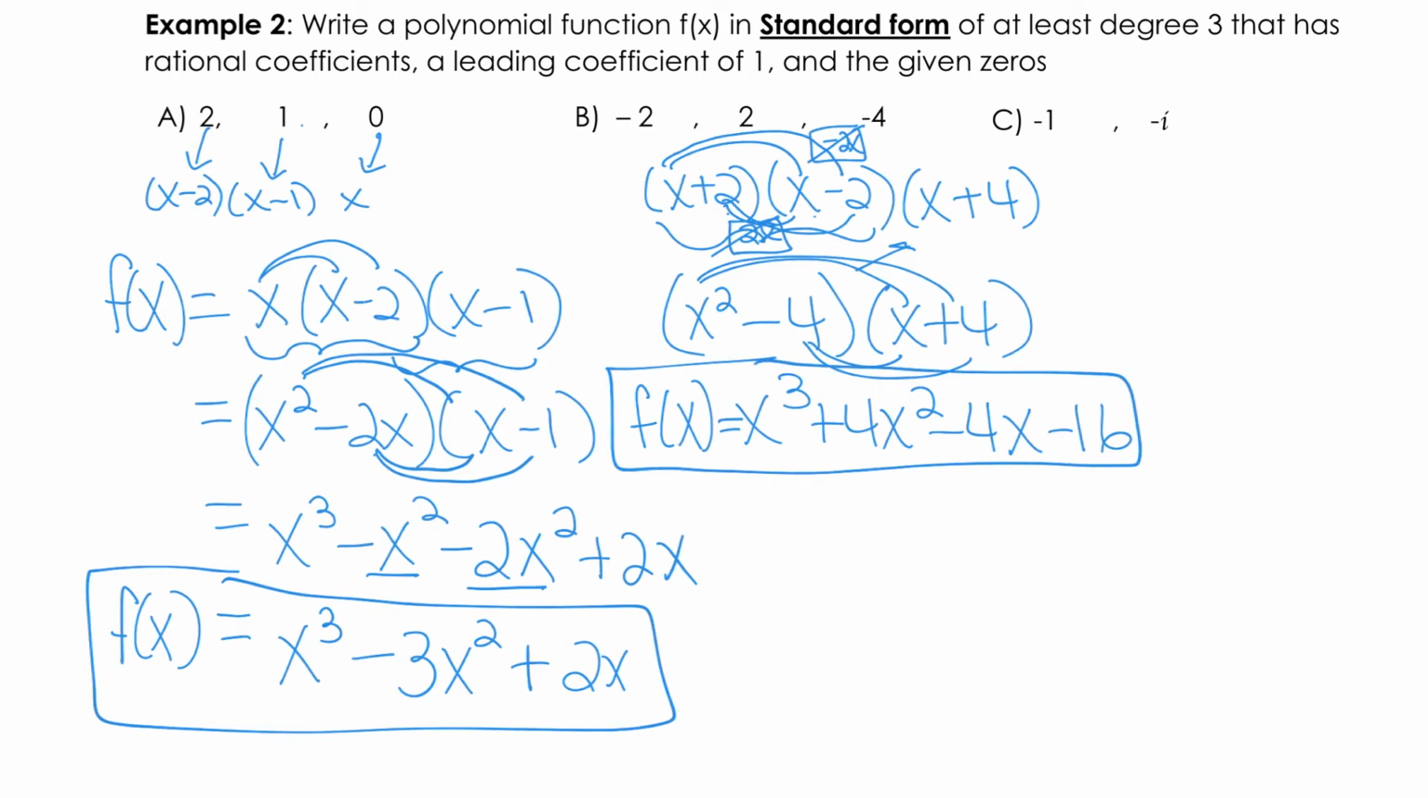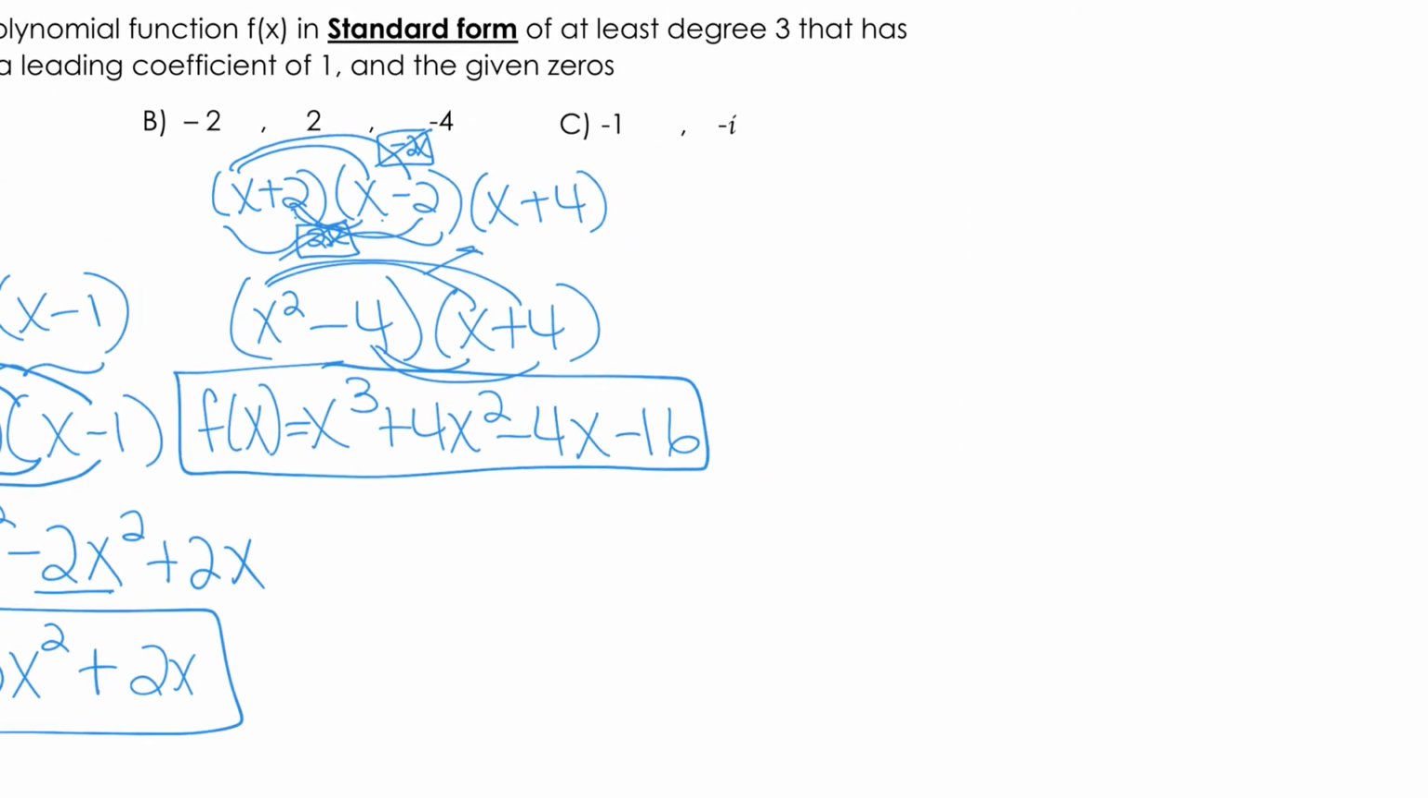All right, let me go ahead and move this over a little bit so we can do this next one. So we have the zeros of negative 1, which is going to be x plus 1. Now, we've got this i here. Well, this is my negative i, which means I also am going to have a positive i, so I need to use both of them. So I'm going to have x plus i times x minus i.